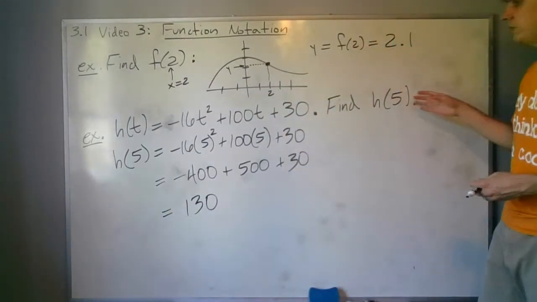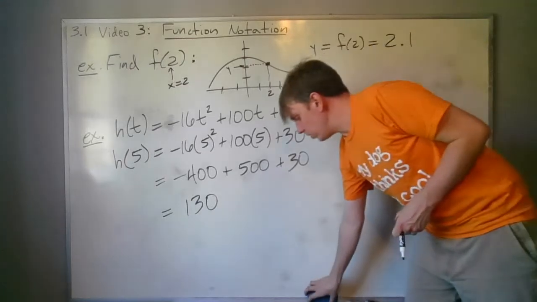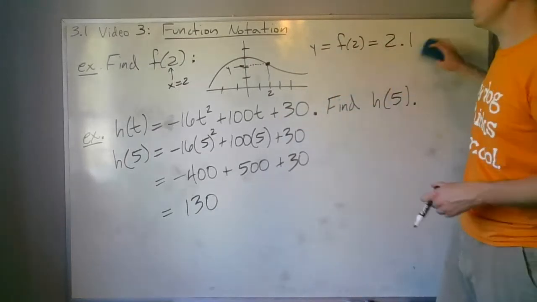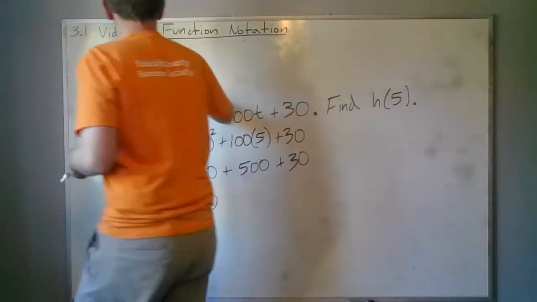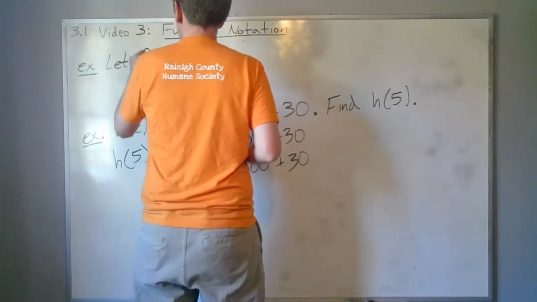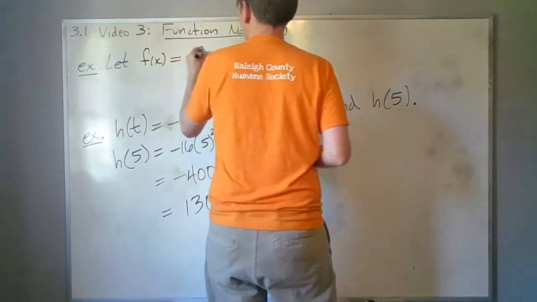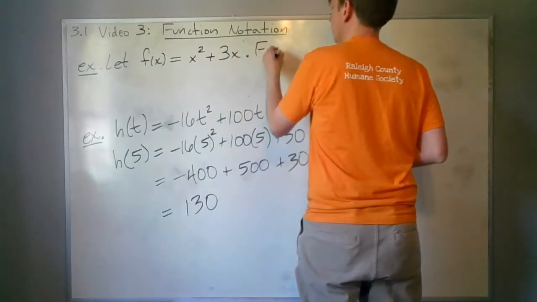So find h of 5. We found h of 5. Okay, let's look at another example. Let f of x be x squared plus 3x. Find a bunch of things.